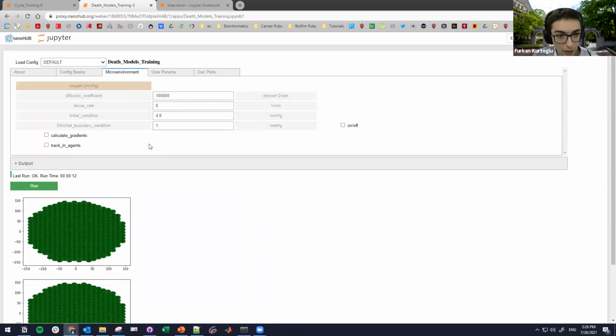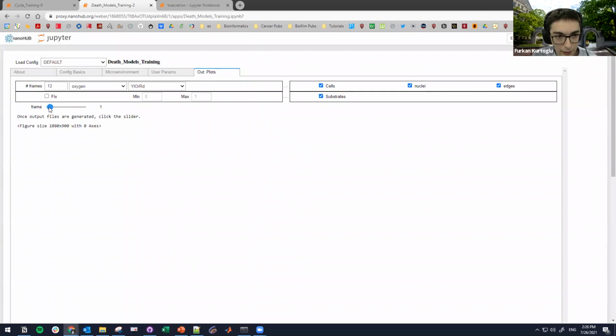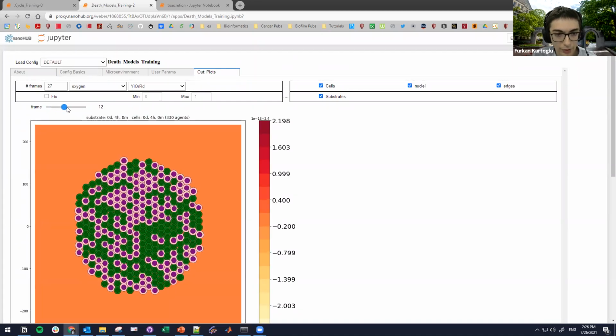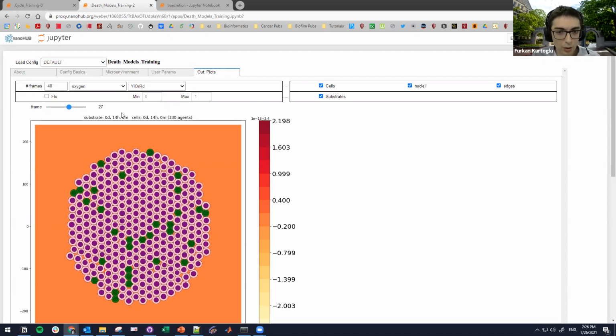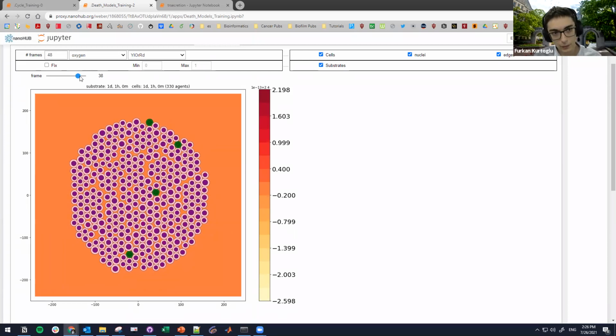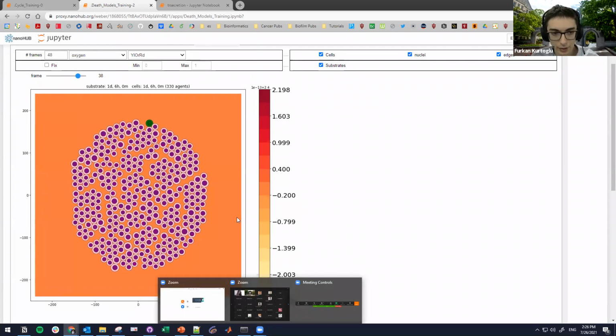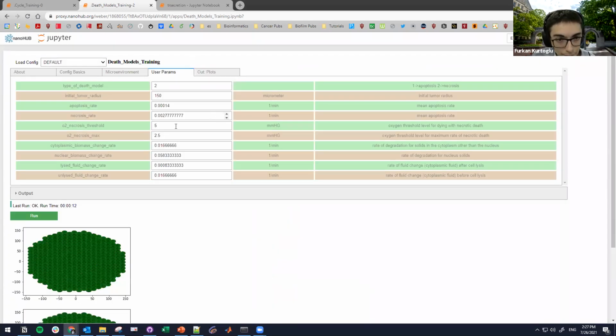Yeah, this is how it looks. Let's make this one faster and reach the maximum rate of the necrosis. As you can see, because they are at a very low oxygen level, lower than the threshold, they start dying right after we seed. That was the death model.